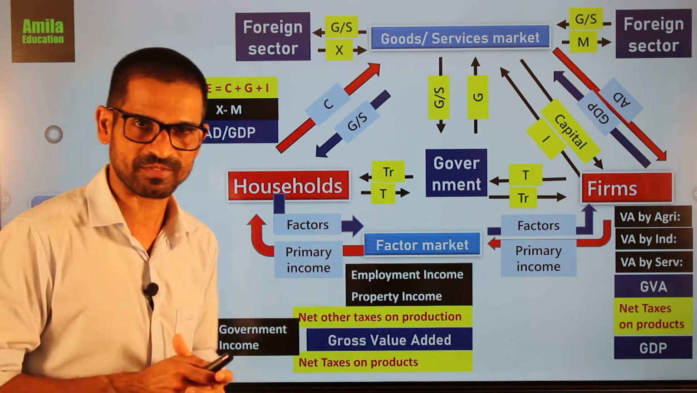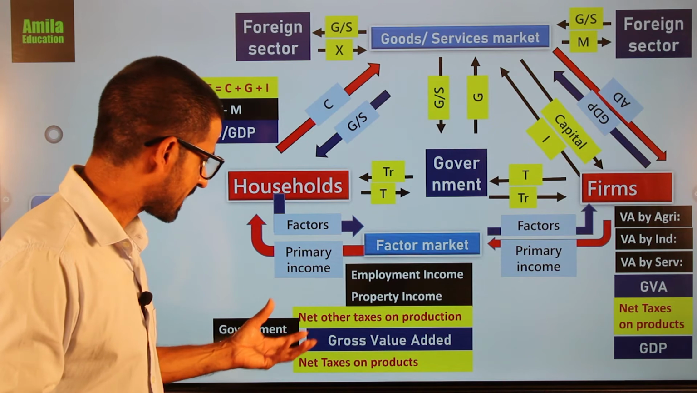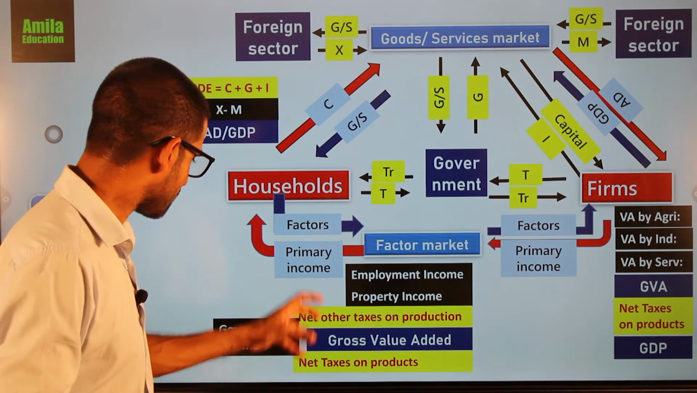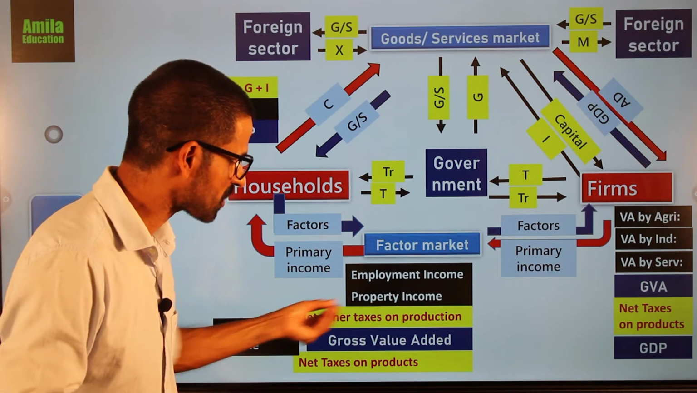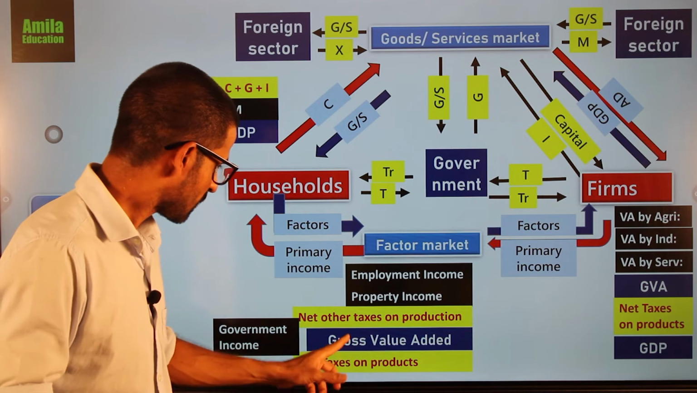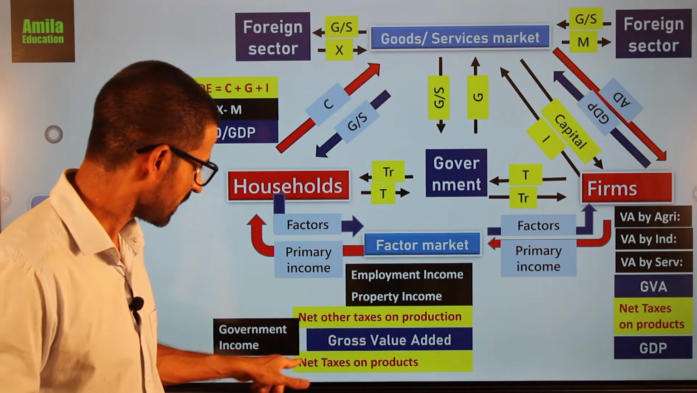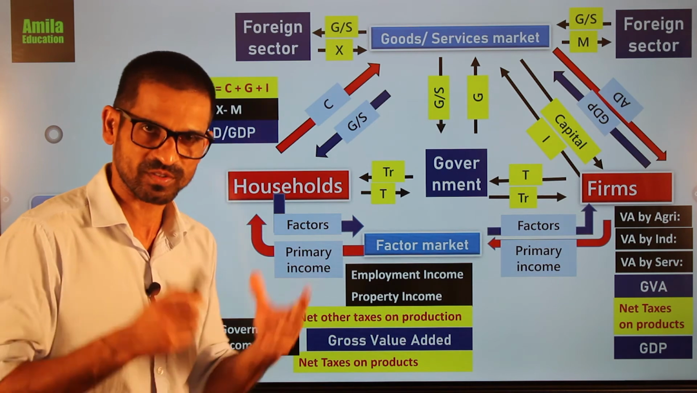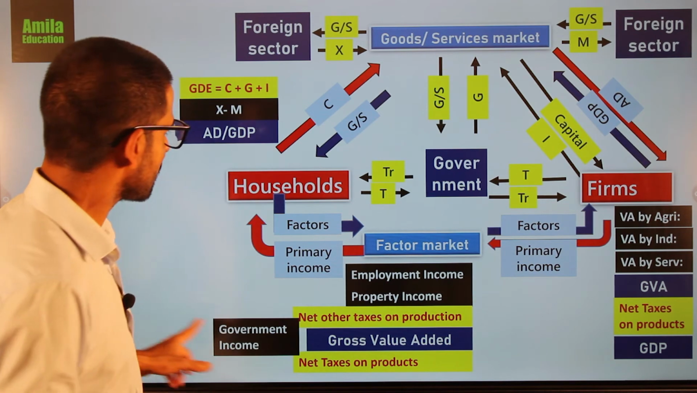There are two types of taxes there, net other taxes on production and net taxes on products, which is known as government income. However, these net other taxes are imposed within the production process, within the value addition process. So to calculate gross value added, you have to add that. After that only, you add net taxes on products, goods and services. Then it becomes GDP. So that is the income method.